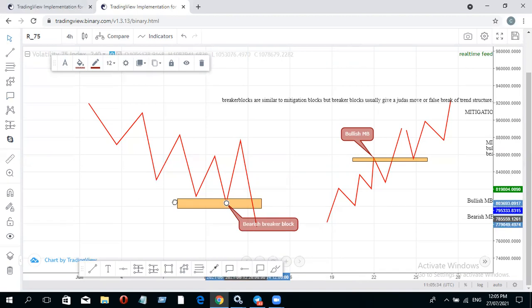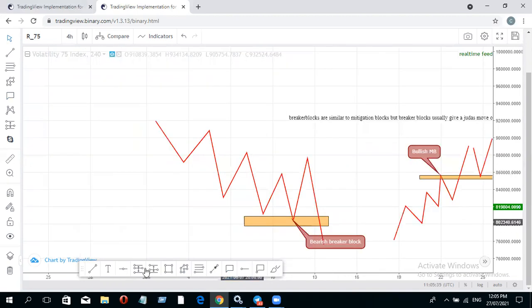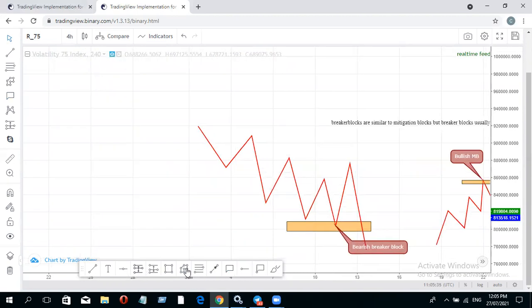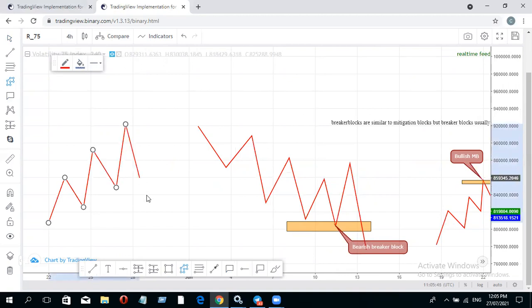The same thing happens in a bullish scenario. So imagine the market is trending upwards, doing this low, high, and then it comes and does this before taking out the resistance above. This is the same concept.